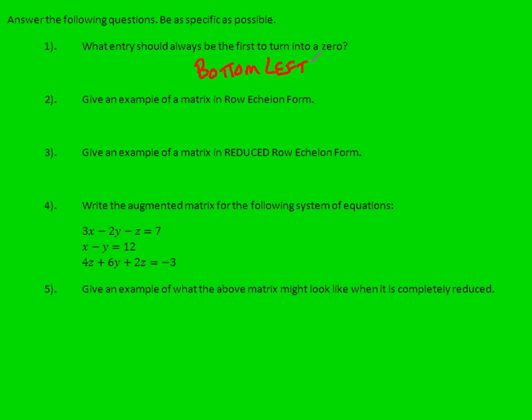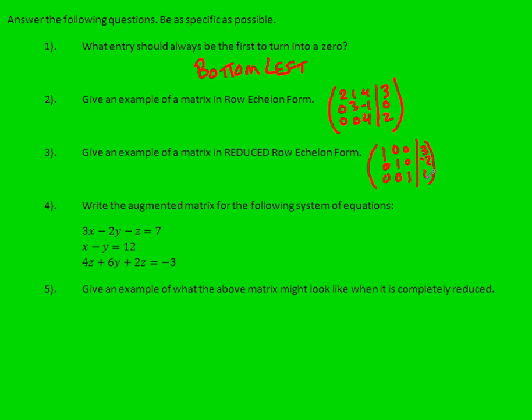Giving you an example of a matrix in row echelon form, to be row echelon form, everything below the diagonal would need to be a 0. Everything else above and on the diagonal can be any numbers whatsoever. If you have an augmented column, they can be any numbers as well. But below the diagonal is the important part, must be 0. Reduced row echelon form, the diagonal has to be 1s, everything else has to be a 0, and same thing, the augmented column can be any number you want.